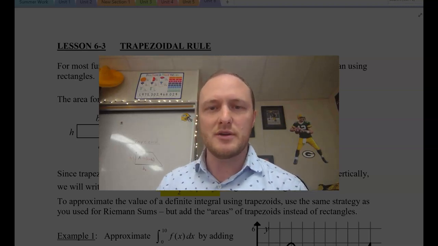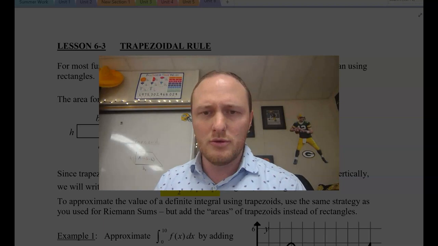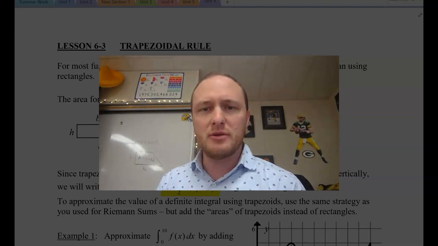This is 6-3. We are talking about the trapezoidal rule, and the shapes here that we're going to be using to integrate with are trapezoids.